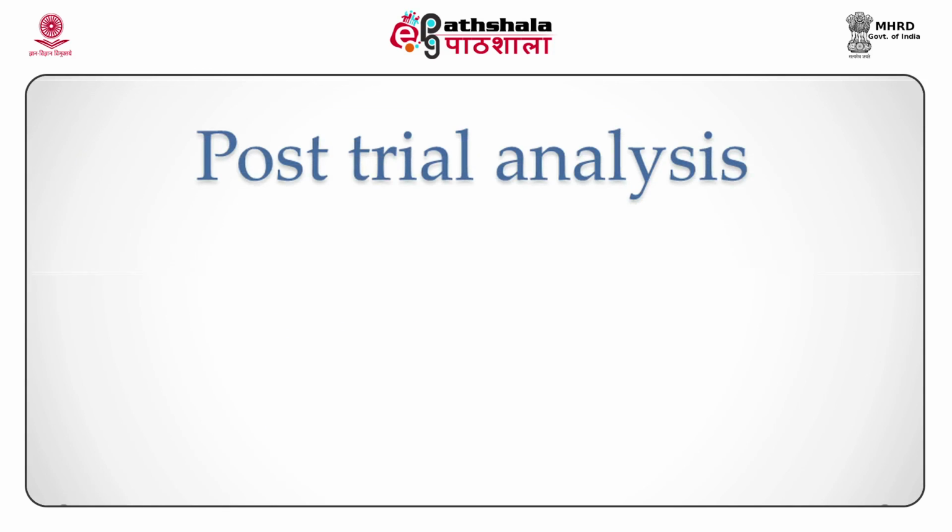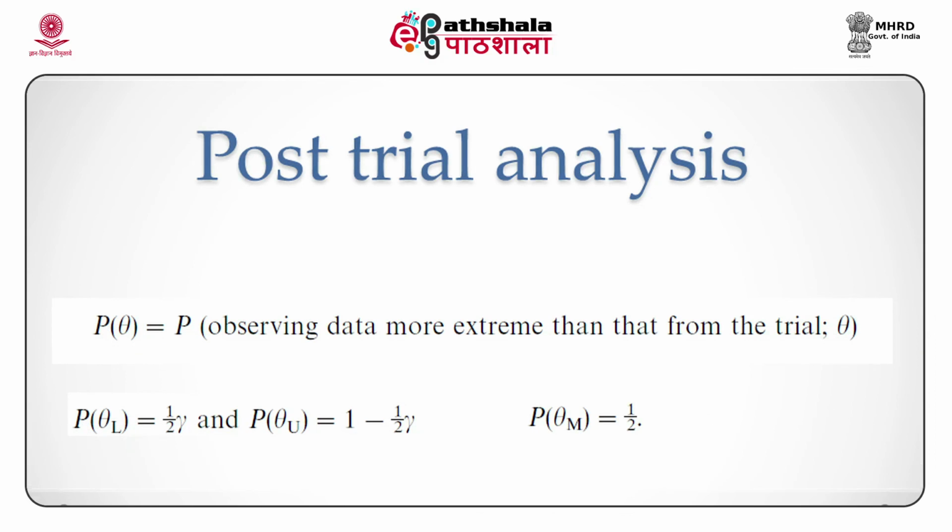Post-trial analysis: a stopping rule will only typically determine whether or not we have sufficient evidence to conclude the trial, and once the trial is stopped, we need to conduct post-trial analysis. So most analysis methods are based on some kind of ordering of the possible data sets which could be observed at the end of the trial, and we wish to find the probability of observing data which is more extreme than that which has been observed.